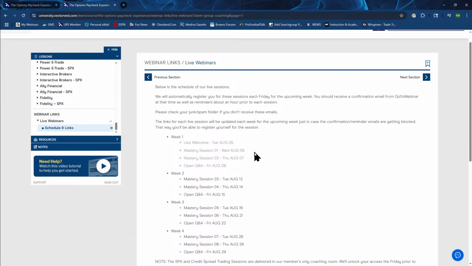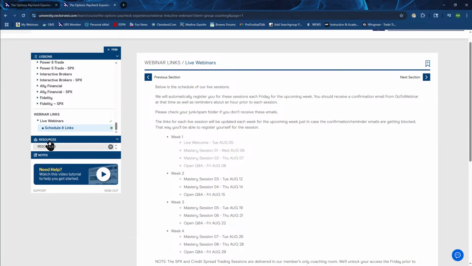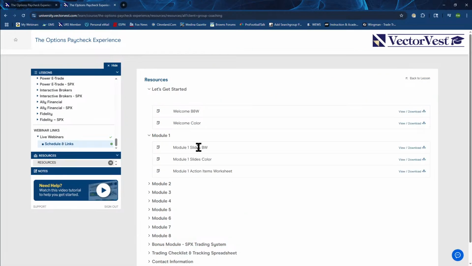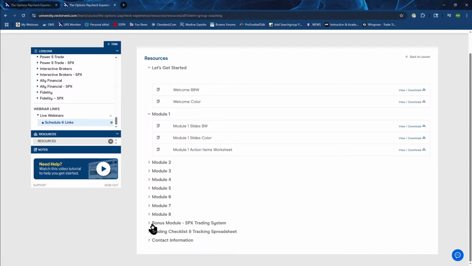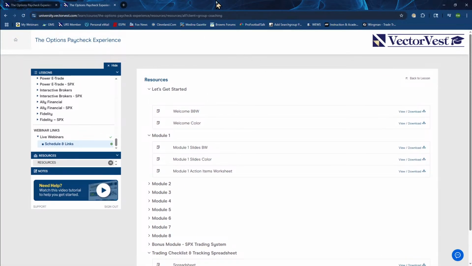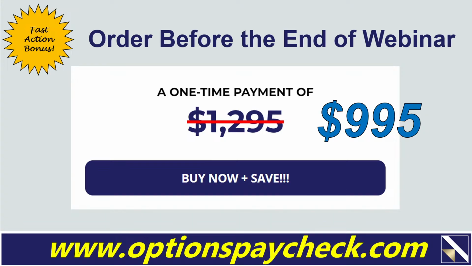It's all right there. And then lastly, the resources section. This is where you're going to find things like all of the slides. You can print those out if you want to. As you get later into the modules, we'll have the spreadsheet for you that you can download. All of the stuff that you're going to need to complete this successfully. So that's a quick tour of what it looks like.